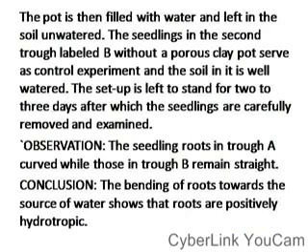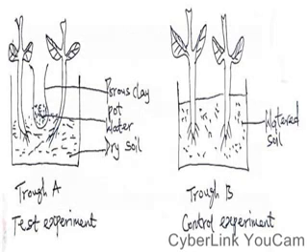The seedlings in trough A, that is the observation: the roots of the seedlings in trough A curved toward the water, while those in trough B remained straight. Conclusion: the bending of roots toward the source of water shows that the roots are positively hydrotropic. That is, the movement of roots toward the water is positive hydrotropism.